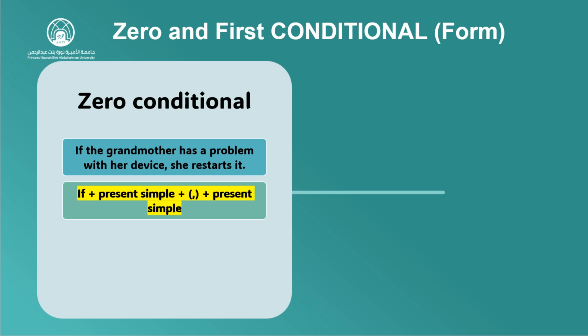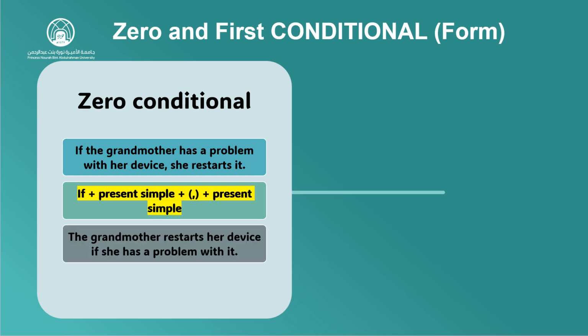I have another possible situation. If came in the middle, I don't use the comma. So, for example, the grandmother restarts her device. So this is the first sentence. If she has a problem with it. Again, I didn't use a comma here because if is in the middle.